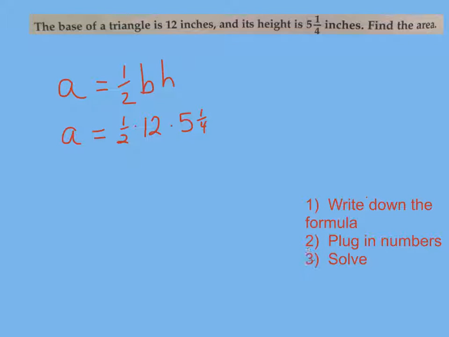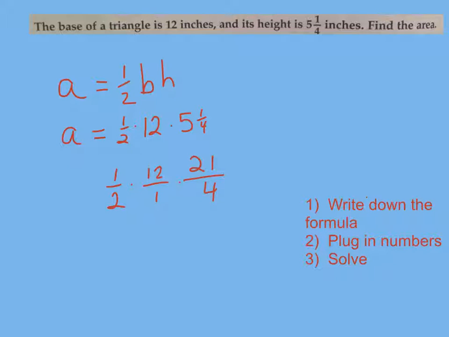Step two is I'm plugging in the numbers. So the base right here was 12 inches and the height right here was 5 1/4 inches. And now I'm going to solve. I remember from multiplying fractions that I want to change any mixed numbers into improper fractions. So 4 times 5 is 20, plus 1 is 21/4. So I'm going to change this to 21/4. And I know 12 is 12 over 1, and times that by 1/2. And now I simplify. Remember that's the first step before you multiply across.